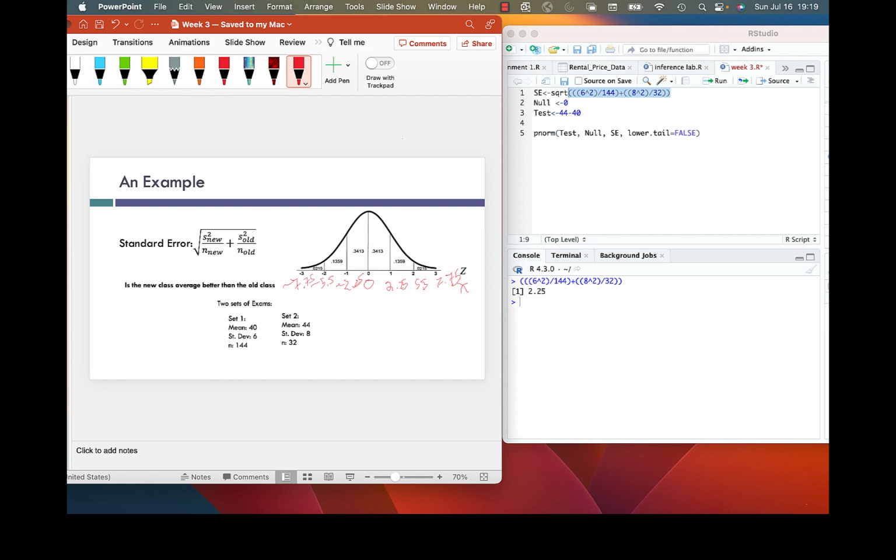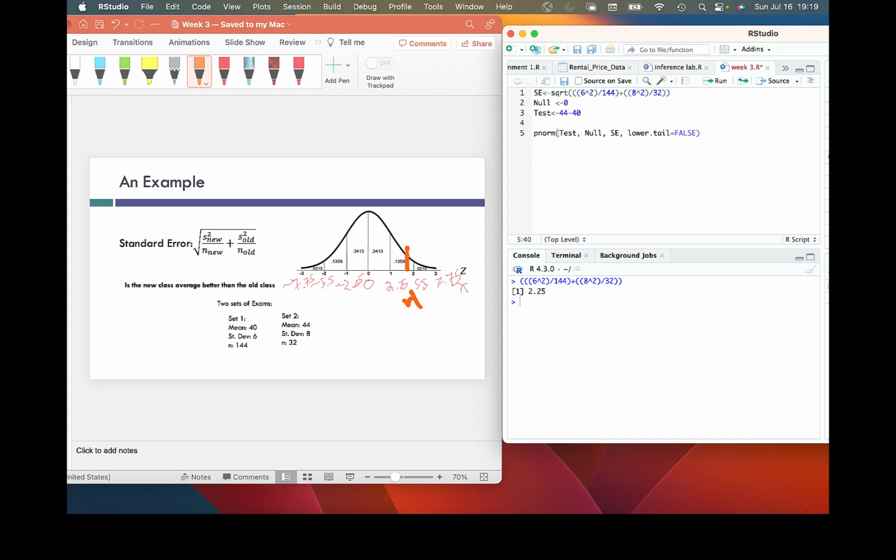Now we take our test statistic. Let's change colors here. Our test statistic, x, is at 4. So kind of right about in there. And we're going to let R help us figure out what's going on here. How likely is it we would observe a 4 if the new isn't really better than the old?